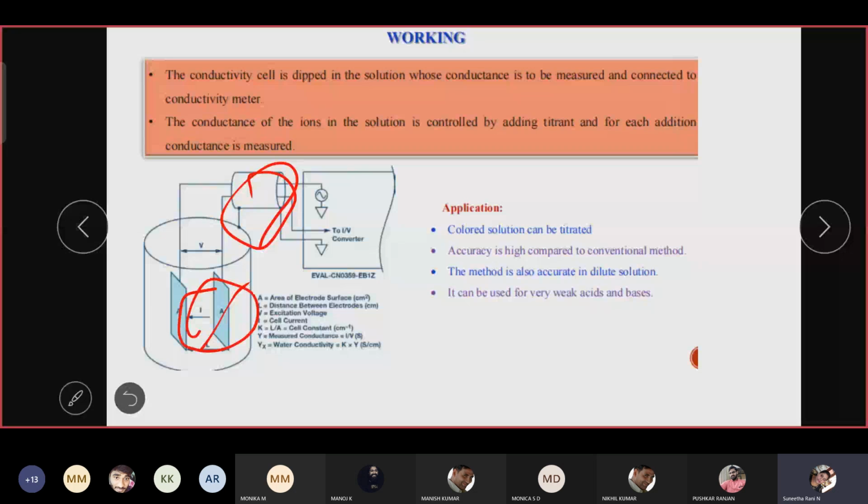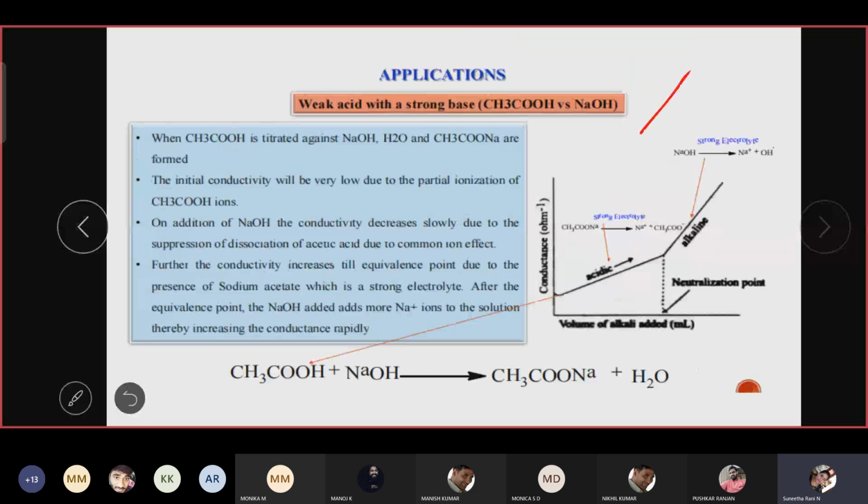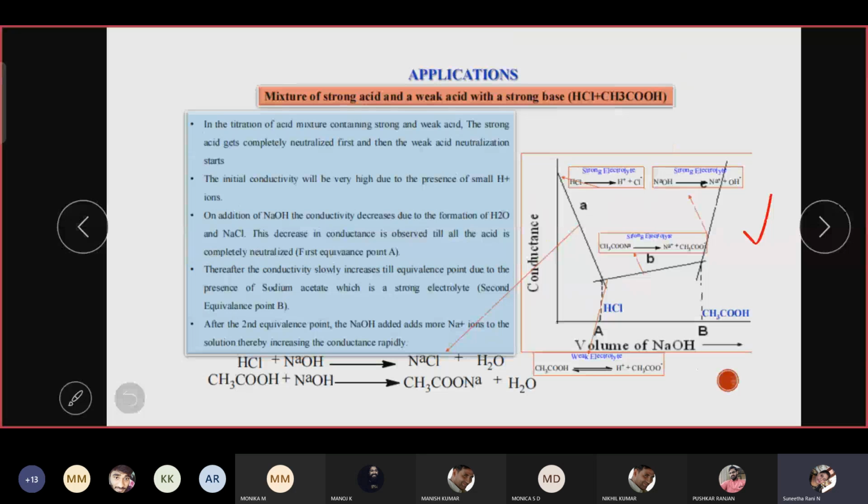Once it is displayed, you have to plot the graph: volume of NaOH consumed versus conductance. You have three cases. One is HCl versus NaOH. The second case is a weak acid, that is acetic acid, versus NaOH. And the third is a mixture of acids versus NaOH. In all three cases, you have to measure the conductance. But in the practical, you have done only one experiment. You have not done the other two, right?